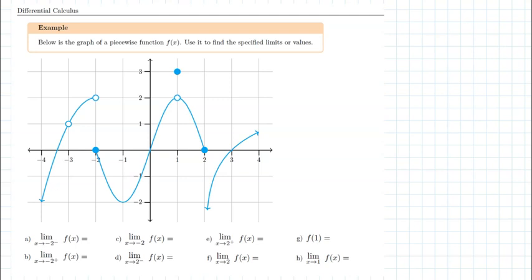This example says, below is the graph of a piecewise function f of x. We want to use it to find the specified limits or values. Part A says, find the limit as x approaches -2 from the left-hand side of f of x.